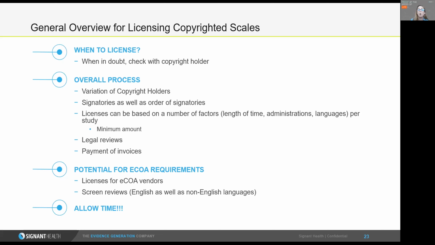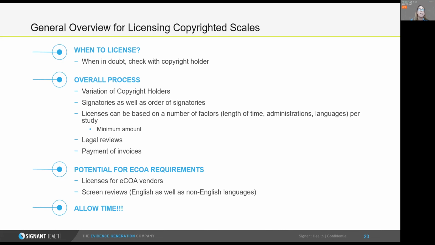If you have multiple copyrighted scales in your study, you need to allow the time to license and have correct permissions. Some things just do occur within the overall process of licensing. Something as simple as the order of signatories on your license: does the copyright holder have to sign first, or does the licensee have to sign first? Seems very minor, but it could affect your timelines.